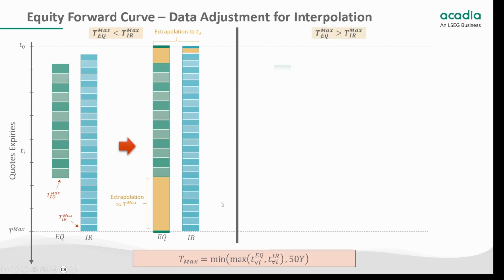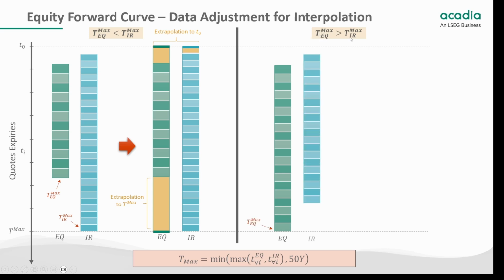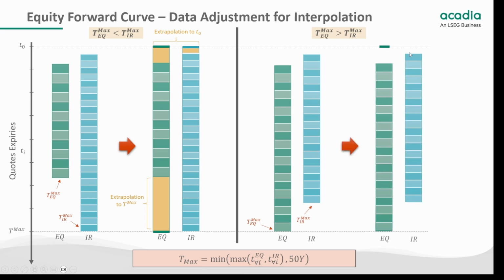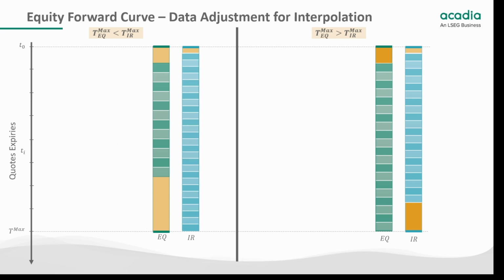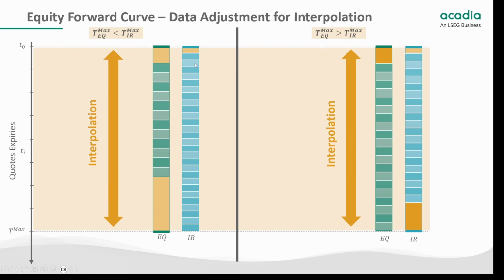The second case that can happen is when the quotes from the equity data are longer dated than the relevant interest rate data. In that case, same as before, a data point is added at T0 to both the dividend and interest rate data. And I would assume, I haven't checked the code to be honest, and that wasn't something I dug through when doing the OIS bootstrapping video, a similar point at Tmax is added to the interest rate data. Obviously, there's a third case, which is when Tmax EQ is equal to Tmax IR, but in that case, this scenario doesn't happen.